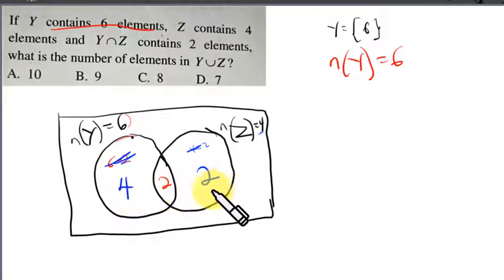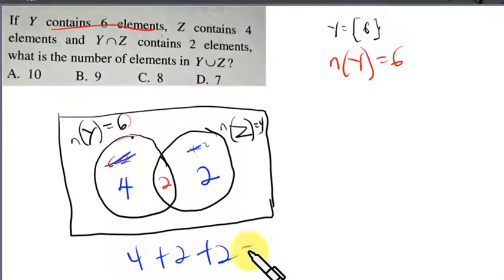So we have 4, 2, 2, and the question asks: what is Y union Z? That is, when we combine Y and Z, what is the number of elements we have there? So let's combine Y and Z. We have 4 here plus 2, then plus 2, and that gives us 8. So the number of elements in Y union Z is 8, and that is option C.